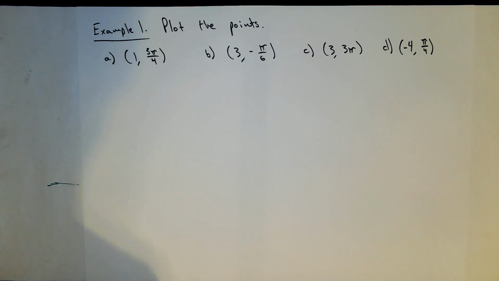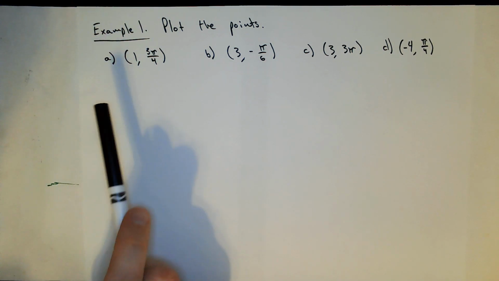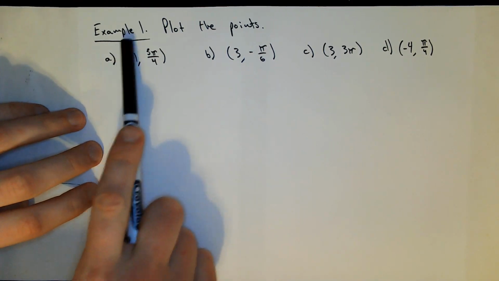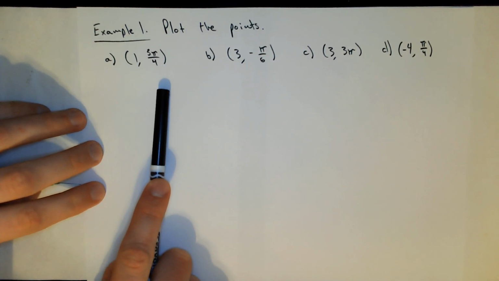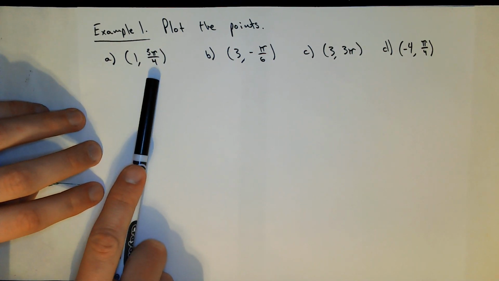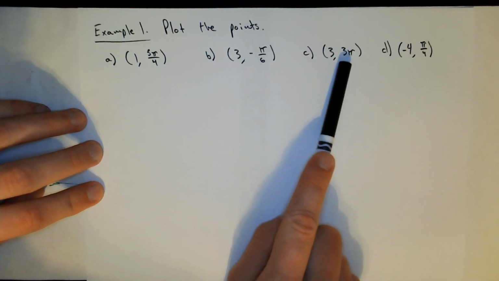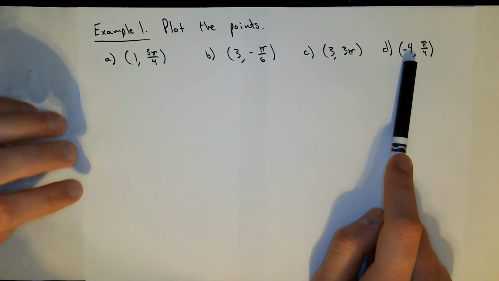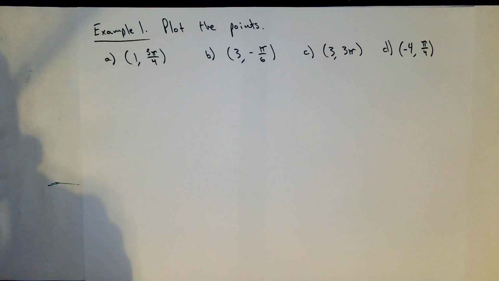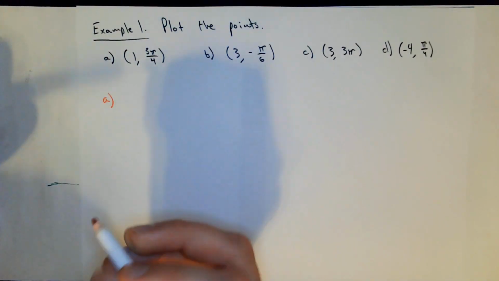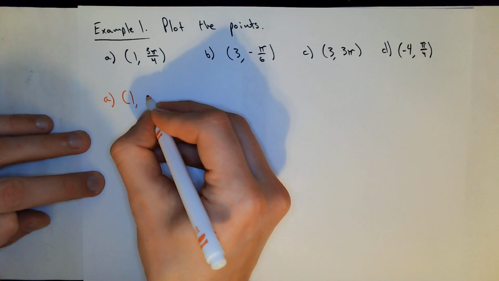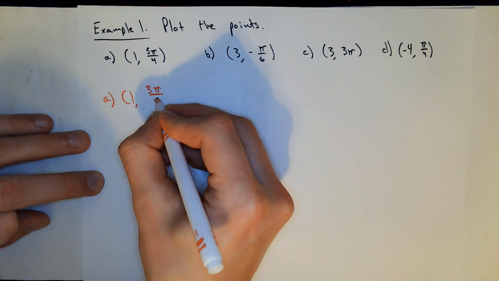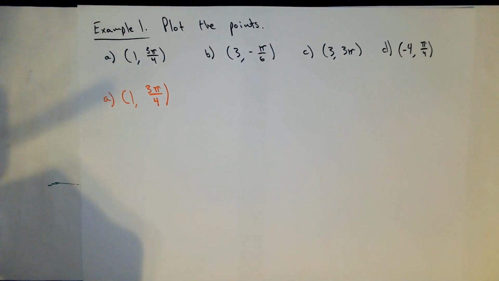Example 1, so just following the text here, we're going to plot some points. Okay. Let's plot these points. So you see we've got a nice normal example to look at. That's a 3 pi on 4 there for the angle. We've got a negative angle. We've got an angle greater than 2 pi. And then we've got a negative r. So we're getting lots of good examples here. Okay, so we want to graph the point 1 comma, so that's r comma theta, where r is 1 and theta is 3 pi on 4.